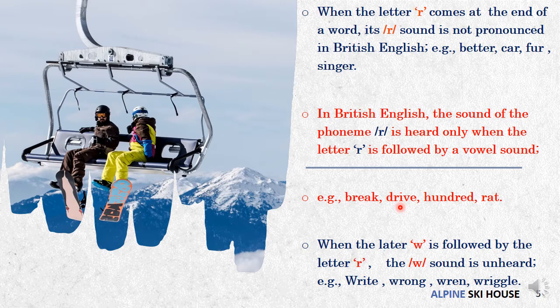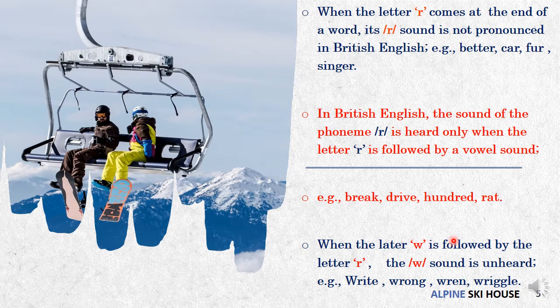Lastly, when the letter W is followed by the letter R, the W sound is unheard. If you see, after W, the letter R is coming. So, at that time, the W sound is unheard. Like wrong, wren, wriggle. So, I am not saying the W in wrong, wren and wriggle, I am just saying wrong, wren and wriggle.